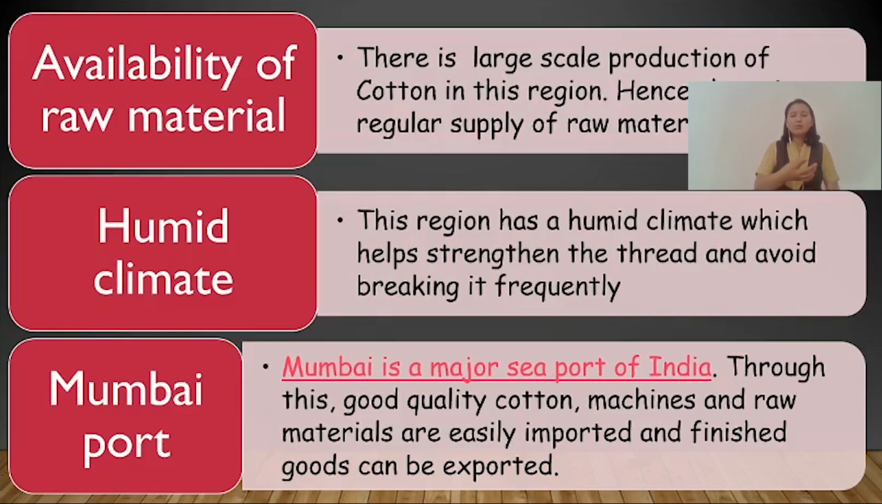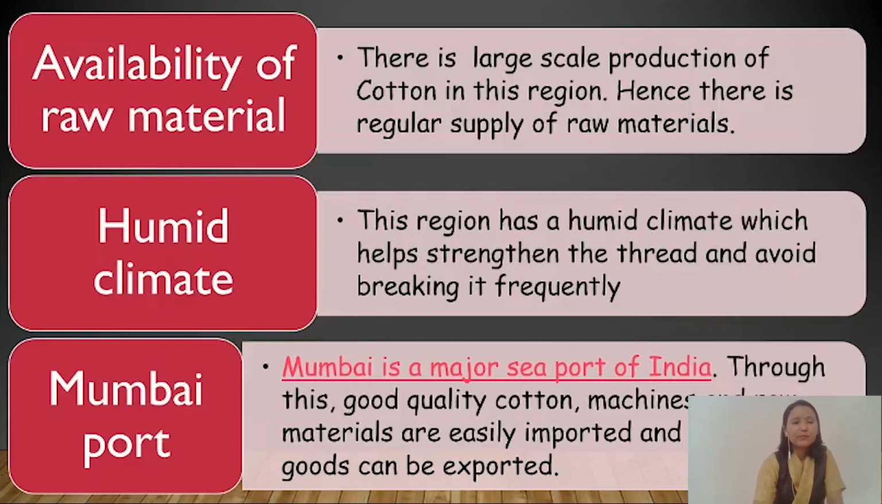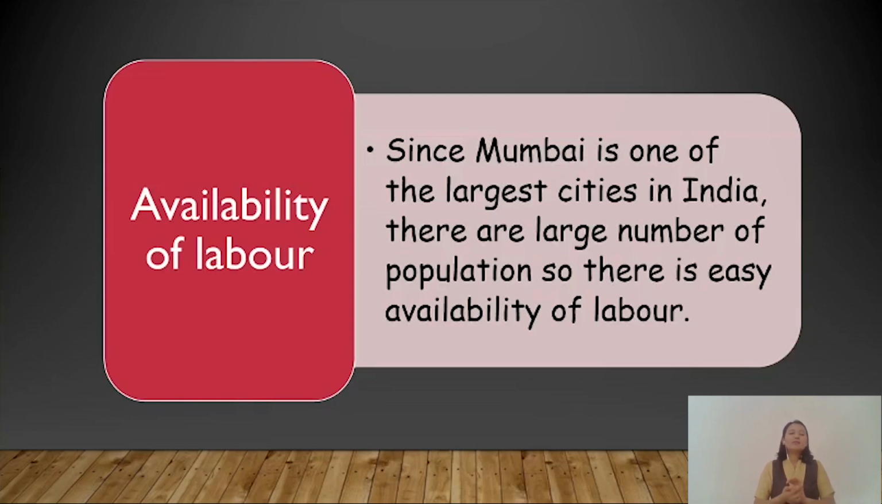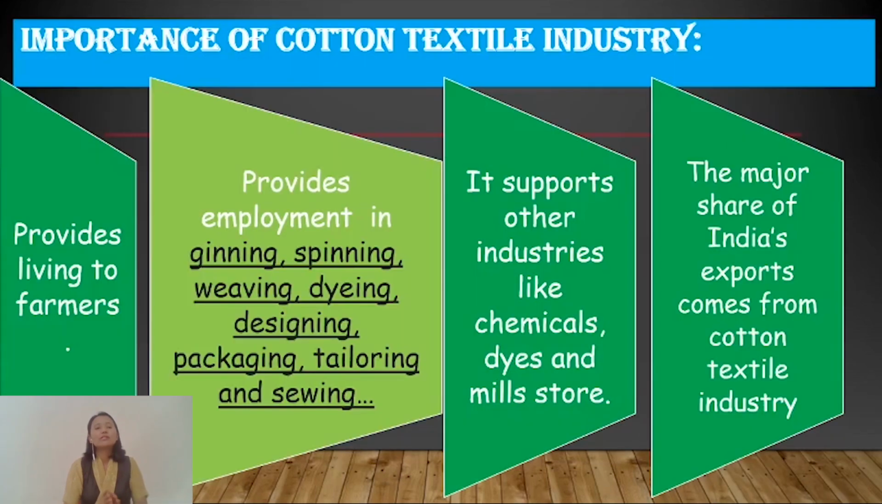At the same time, with the help of this port, the industry owner export their finished goods to the other area. And fourth one is availability of labor. So Mumbai is one of the largest city in India and there are large number of population. So because of that, there is easy availability of labor. So that's why most of the cotton textile industries are located there. So these are the reasons why modern cotton industries are set up there.